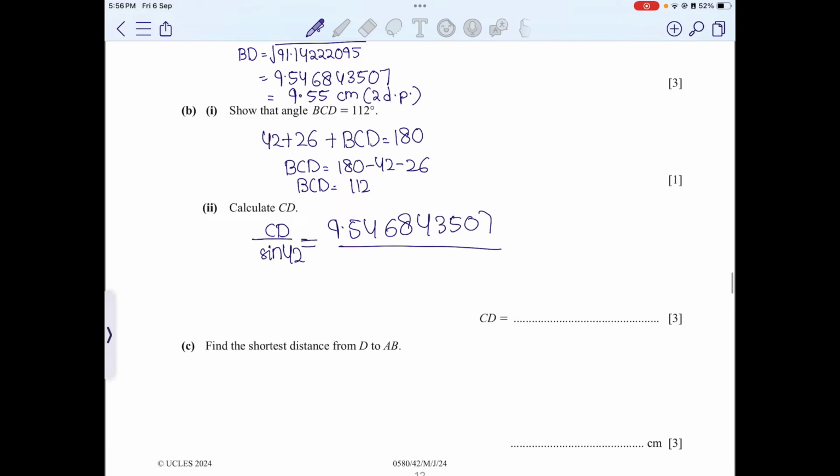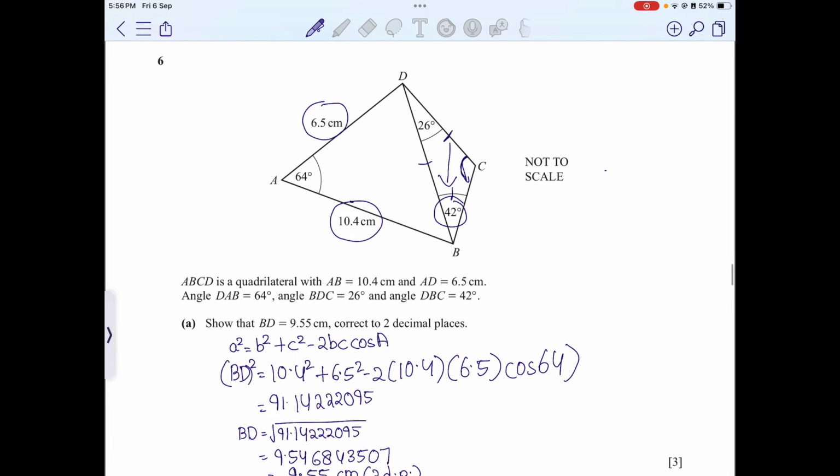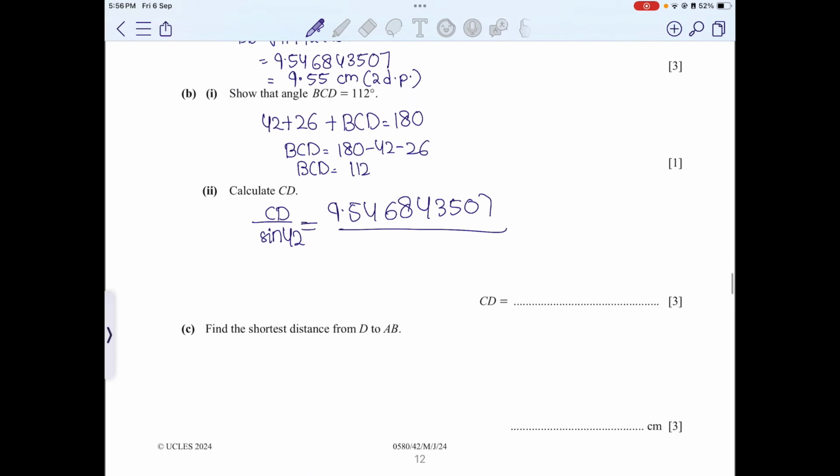9.54 divided by the sine. Now what is the angle opposite to BD? That's basically 112. So sine of 112. So CD would be simply sine 42 into 9.54684357 divided by sine 112.